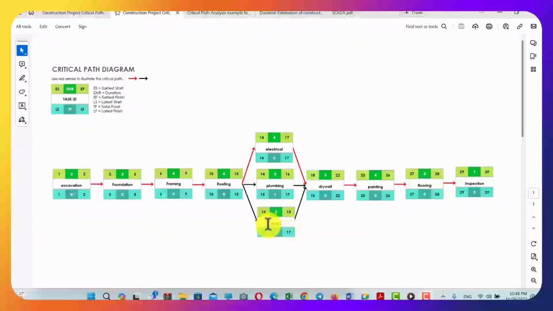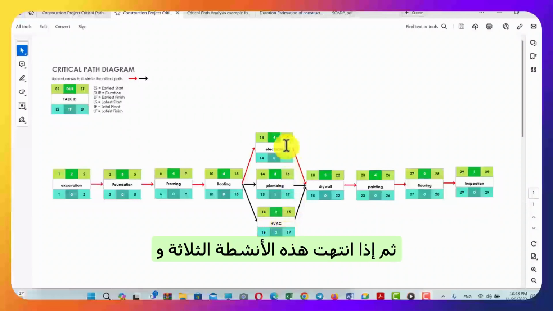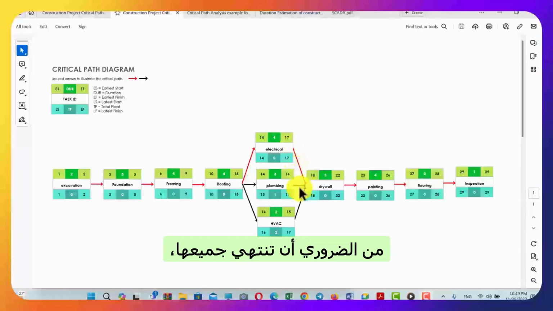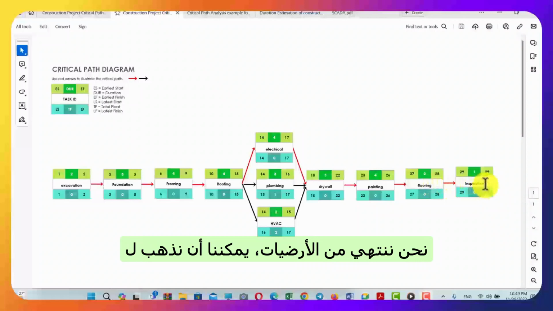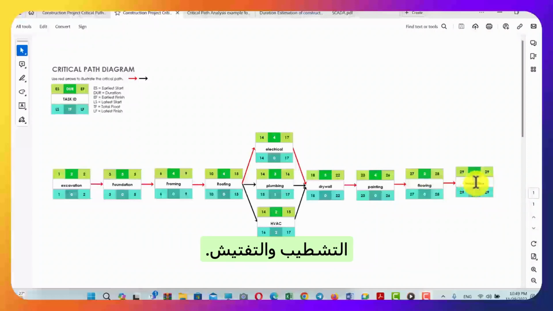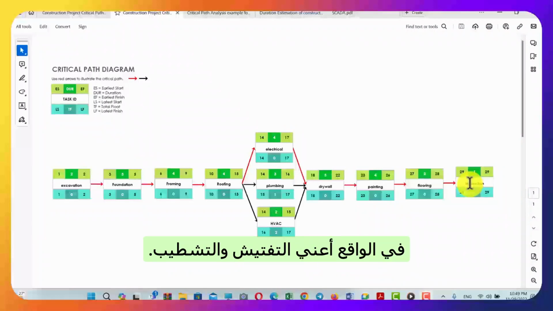Then if these 3 activities finish, and it's necessary that all of them finish, we can start the drywall or the false ceiling or the gypsum board. Then if we finish the gypsum board, we can start the painting. If we finish the painting, we can start the flooring. If we finish the flooring, we can go for finishing and inspection. Here I just mentioned inspection, but actually I mean inspection and finishing.